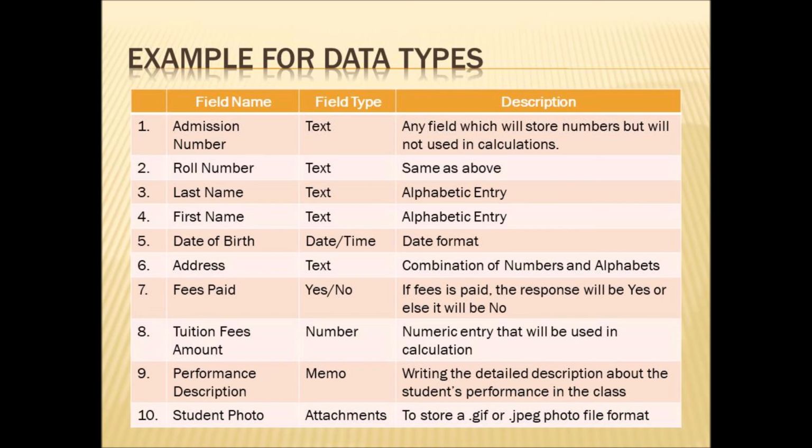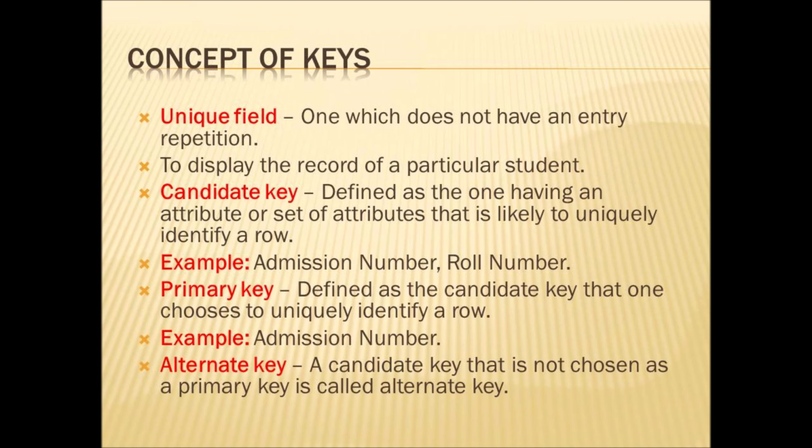The last one is student photo, that will be attached from the device. It stores GIF or JPEG file format. It can be assigned as attachments data type. This is an example for data types. Here we are going to the next concept called keys. If you want to display the information of a particular student, it will become simple if we search information on the basis of a unique field.